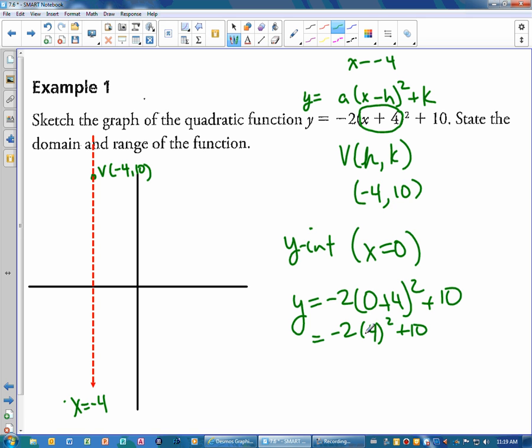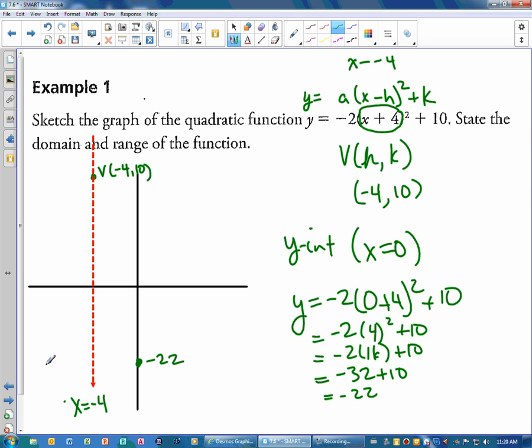BEDMAS says I have to do exponents next. So I have negative 2 times 16. Have to multiply. Negative 32 plus 10. Negative 22. So way down here somewhere, that's not even low enough, but whatever. I'm sketching. My y-intercept is negative 22.